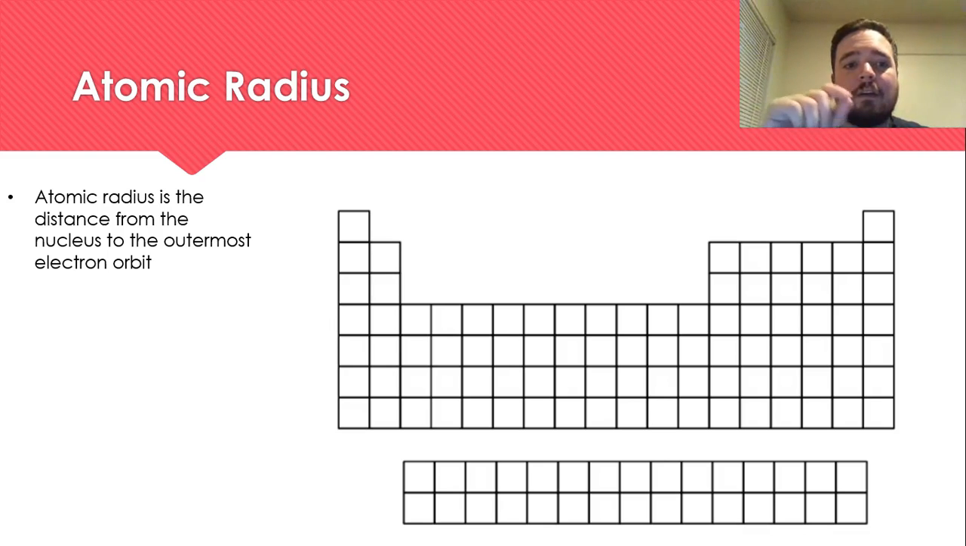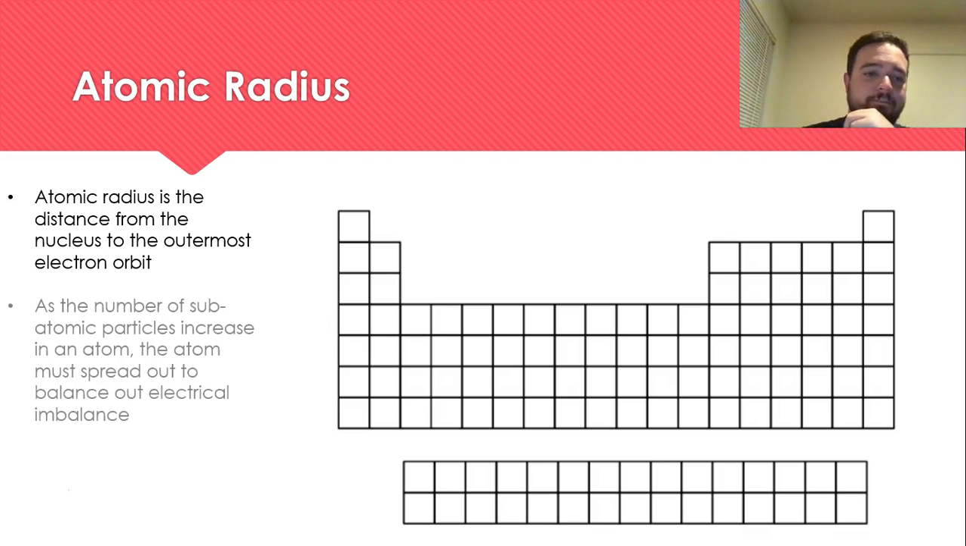But atomic radius is the distance from the nucleus to the outermost electron orbit. So if we go to the Bohr model, it's kind of in the circular form. If I go from one end of the circle to the other, it's the diameter. But the radius of a circle is from the center point to one end of the circle. So that center point in this case is the nucleus of the atom, and then the end point is to where that outermost electron or that outermost principal energy level is. So that's what that's identifying.